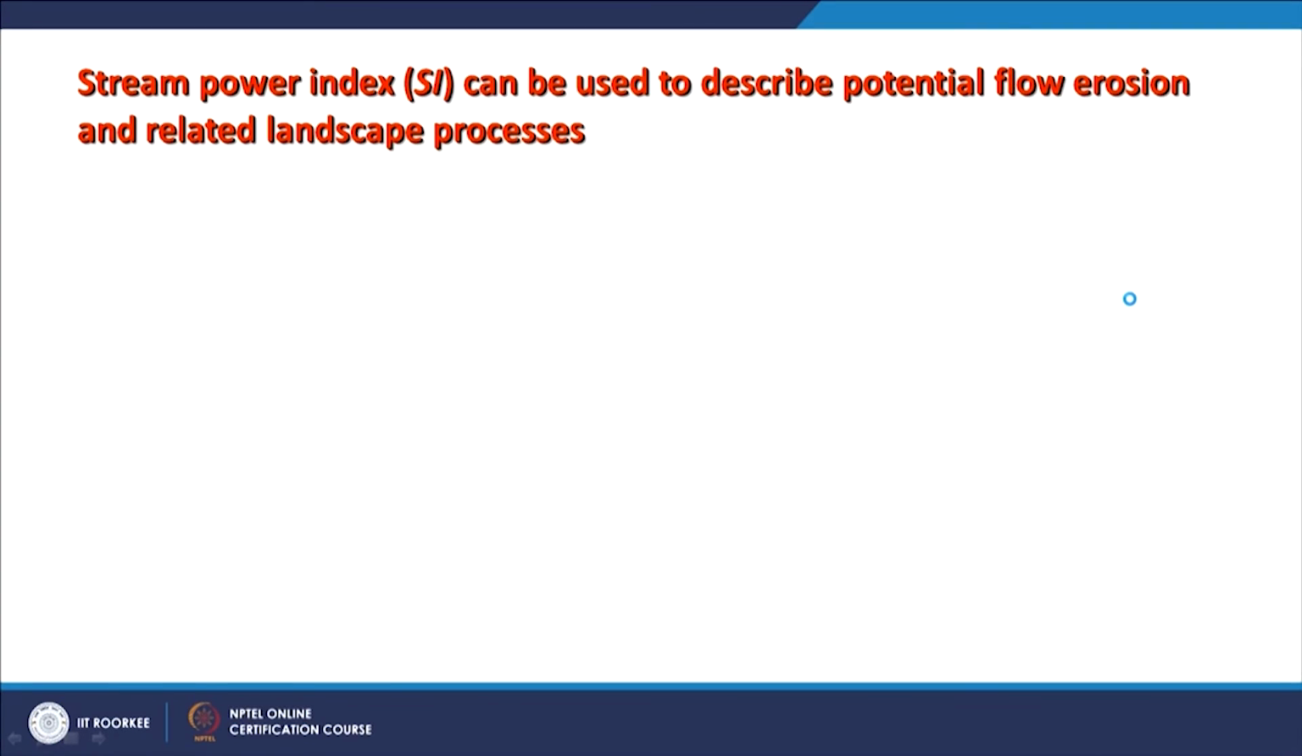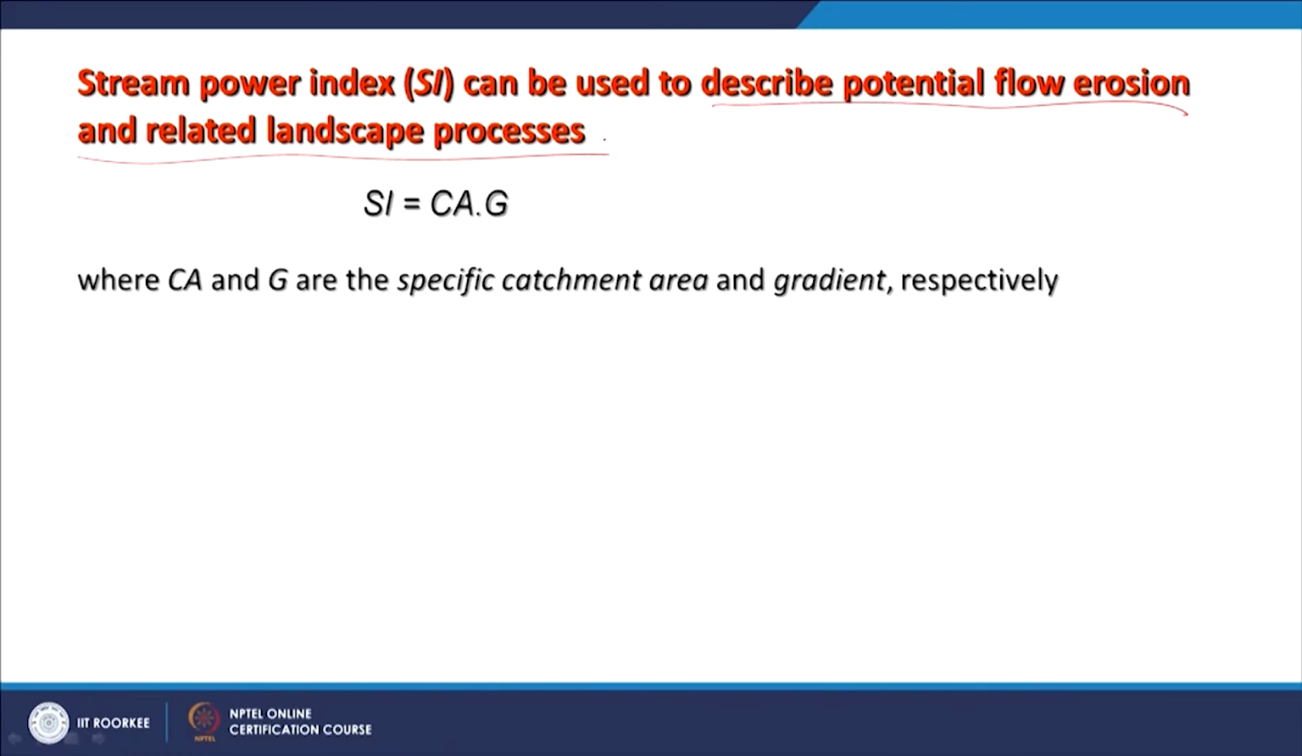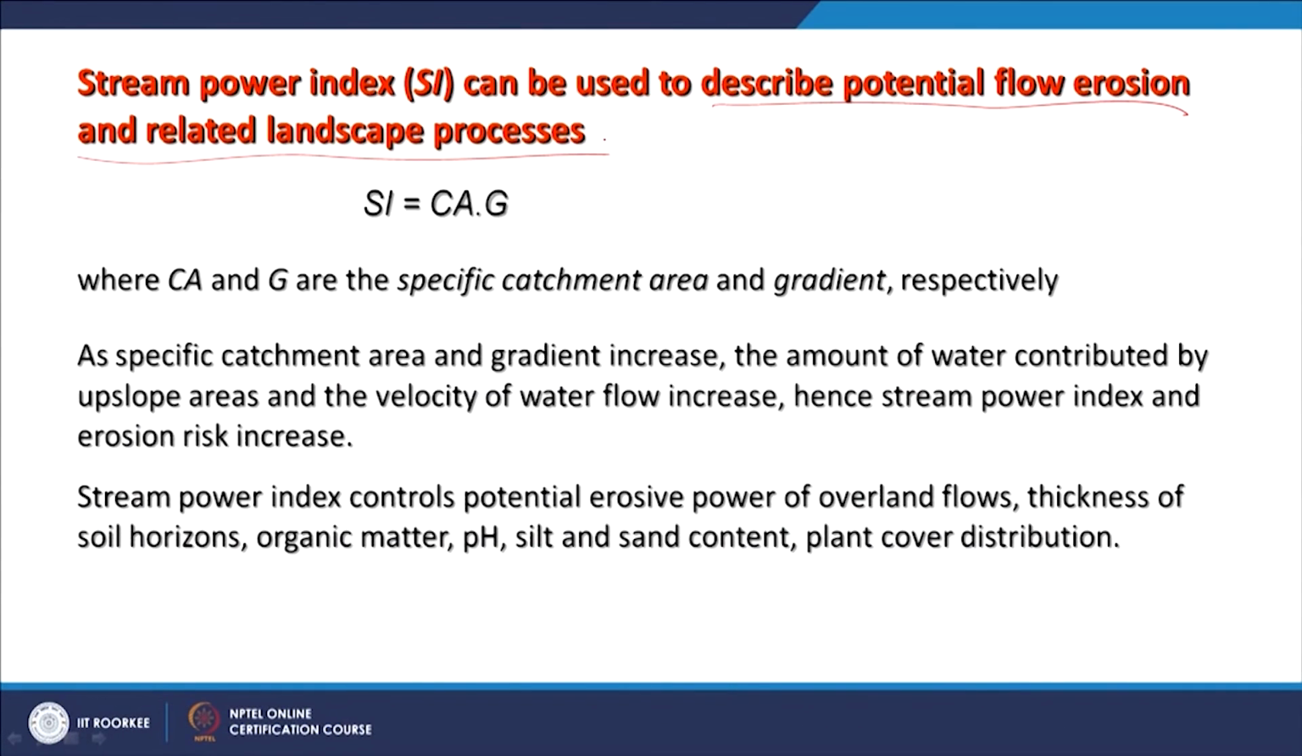Now, stream power index, or we can also call it SI, can be used to describe potential flow erosion and related landscape processes. This can be calculated as SI equal to CA multiplied by G, where CA and G are specific catchment area and gradient respectively. So, as specific catchment area and gradient increase, the amount of water contributed by the upslope area and velocity of water will also increase. So, there is a direct relationship. Hence, stream power index and erosion risk increase.